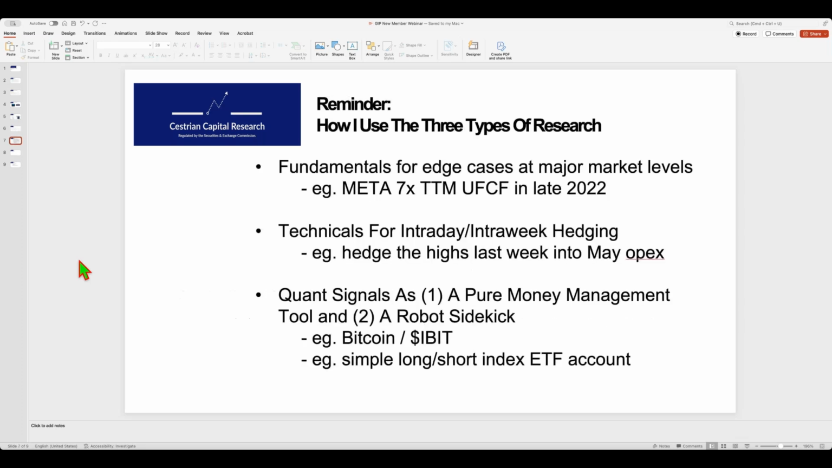I just wanted to go through, I talked about this on a webinar last week, but I just wanted to talk briefly about how I personally use the 3 types of research. Each has their own merits.